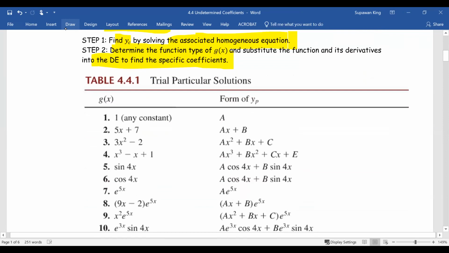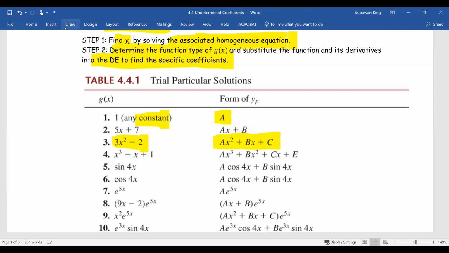To get the form of the function yp, we have to look at the type of g(x), which is the non-zero term on the right-hand side of the non-homogeneous linear differential equation. If g(x) is a constant, yp will be the constant A, and then we solve for A by using yp prime, yp double prime, and so forth, substituting into the differential equation. If g(x) is a polynomial of degree 2, the form of yp will be a polynomial of degree 2, so we have 3 undetermined coefficients, A, B, and C.